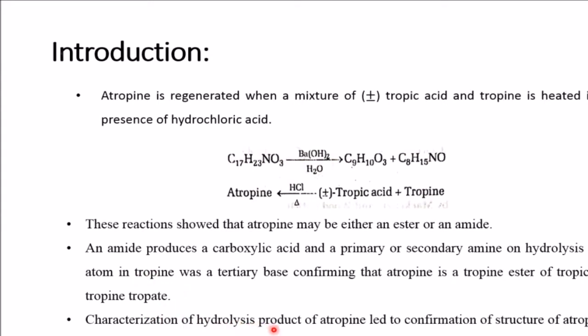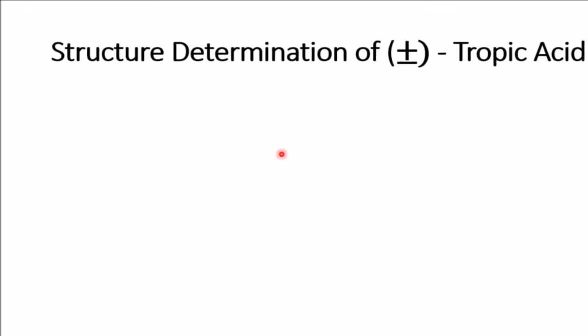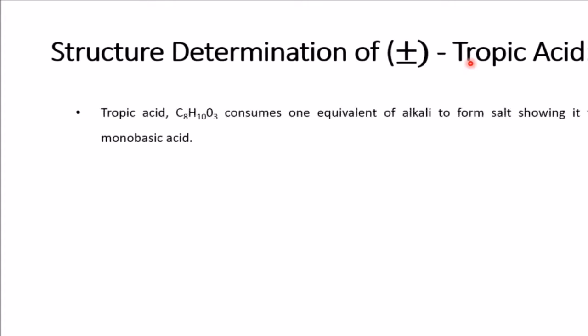Characterization of the hydrolysis products of atropine led to confirmation of the structure of atropine. Now let's go for the structural determination of first tropic acid, followed by tropine, and then study how both react with each other in the presence of HCl to give atropine.